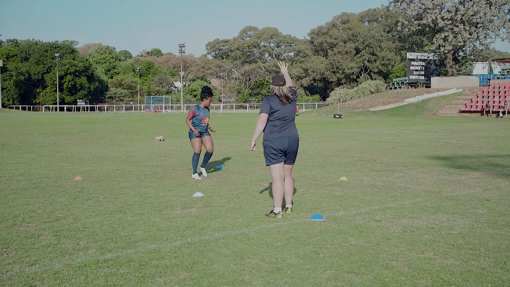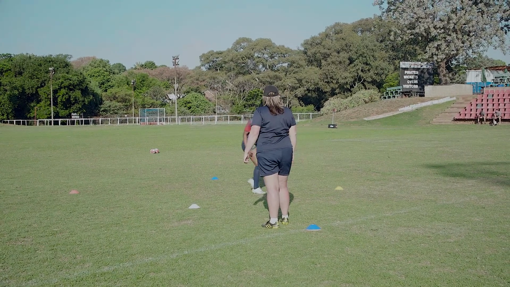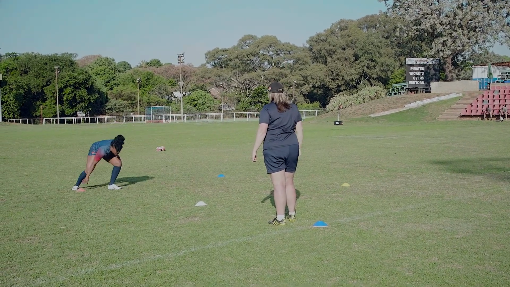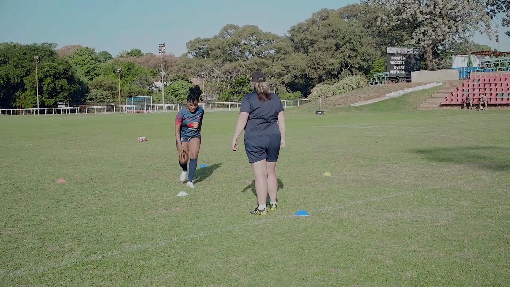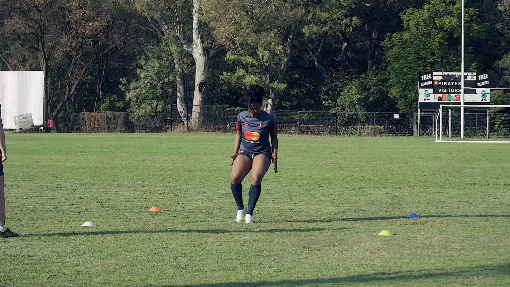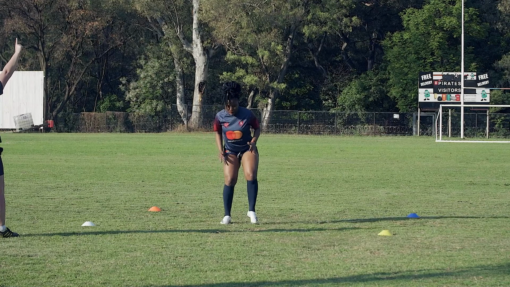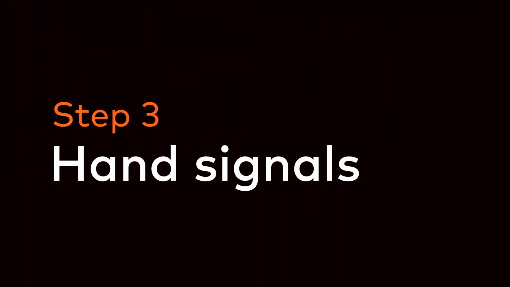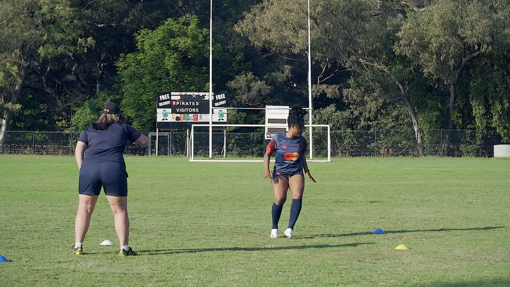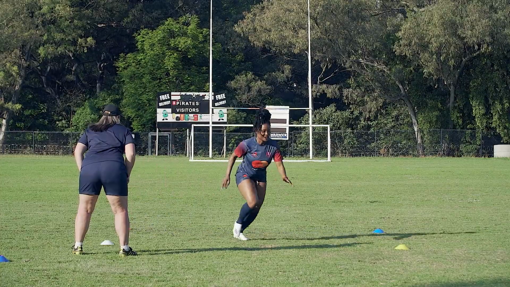Second variant, the coach calls a number and you do the same thing towards the cone. With the third variant, with her hands, the coach indicates towards a cone and once again, you run towards it. Touch it and head back to the middle as quickly as possible.